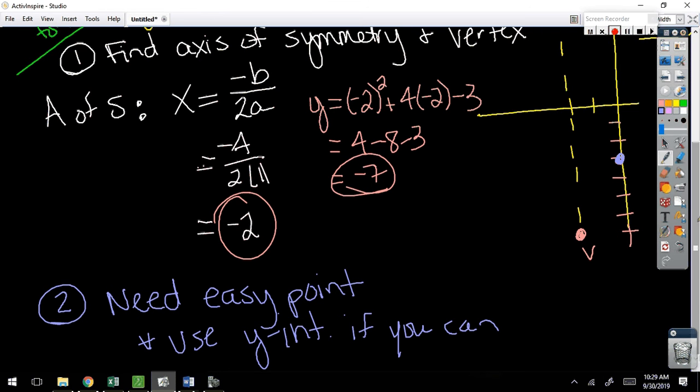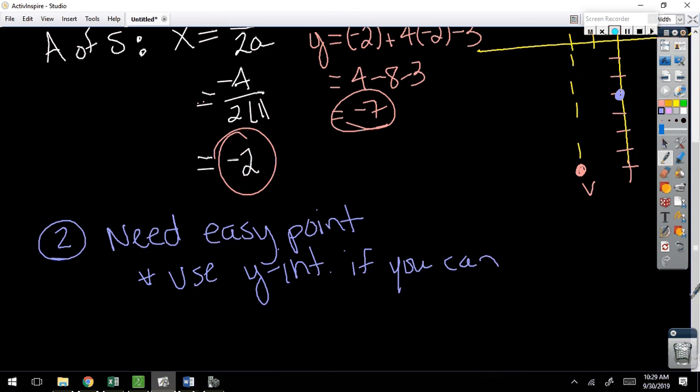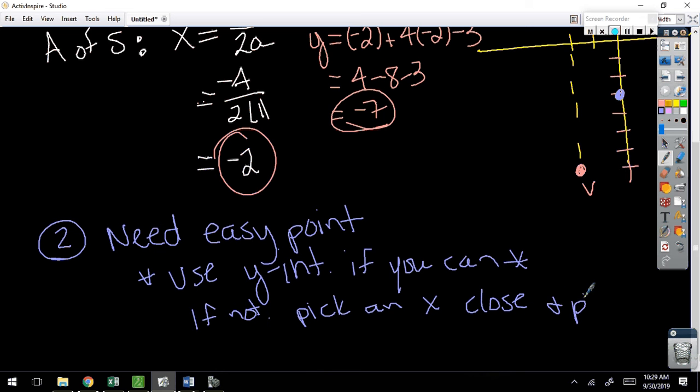Because that's the y-intercept, and it's super easy to plot it right there. Now, if you can't use it, then pick an x that's close to your vertex. So, if not, pick an x close and plug it in. Well, what's close to -2? -1. So maybe I let x equal -1 and plug that in. Again, you don't have to do both of these if you only need one easy point.